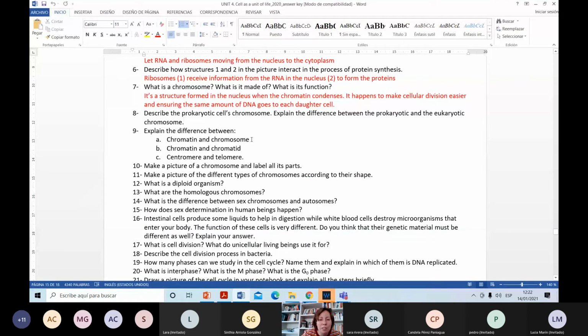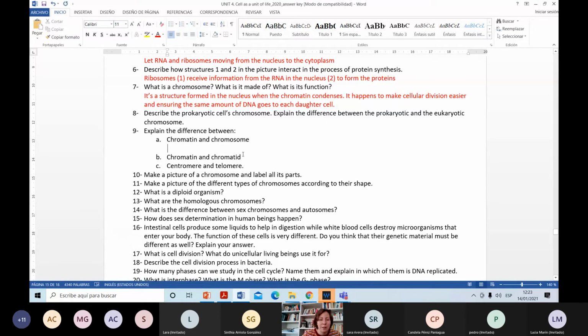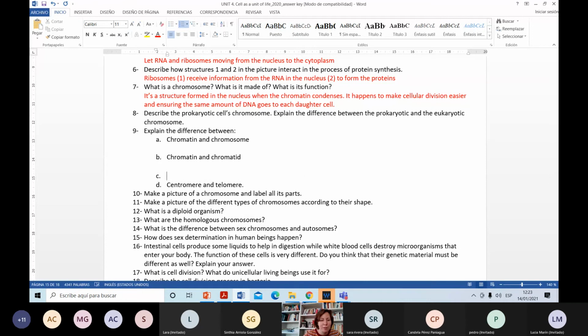The difference between chromatin and chromosome, we've already said it in this class, so we're not going to repeat it. Si tenéis duda, pues luego veis el vídeo y copiáis. The difference between this term, chromatin, and this term, chromatid. Vamos a quedarnos con la segunda parte, Vega. What is a chromatid? Any idea?